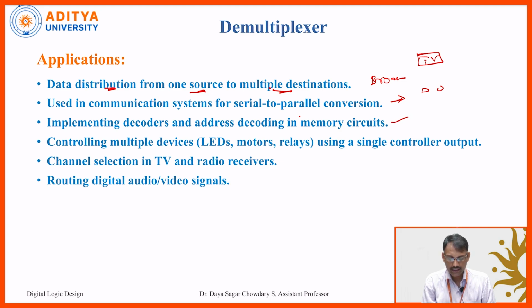It is also used for controlling multiple devices such as LEDs, motors and relays. If we have many outputs, we can control them with the help of this device. And for channel selection in TV and radio receivers, we can use it as a selection part. And for routing digital audio or video signals, we can use these demultiplexer circuits in this application.